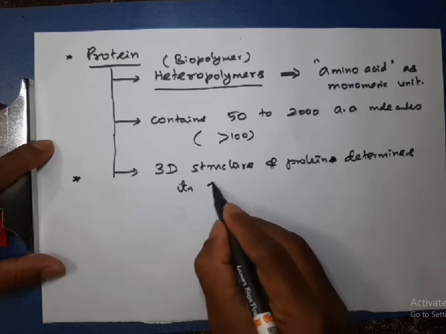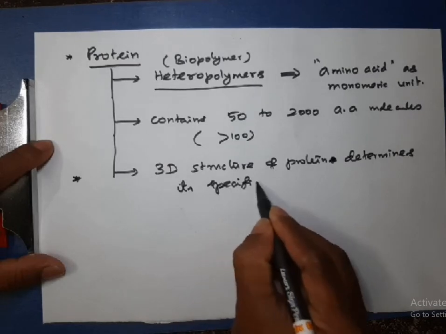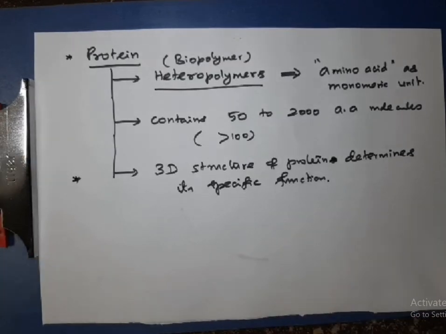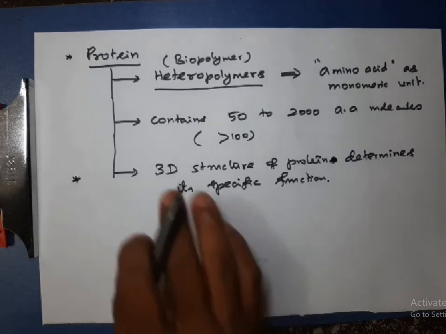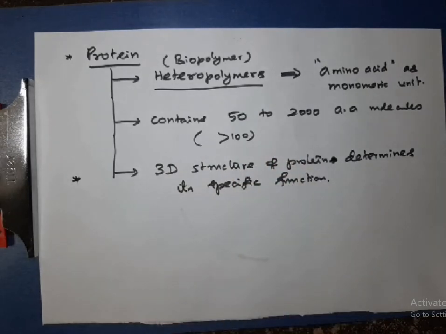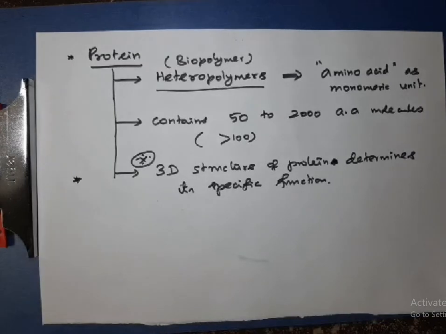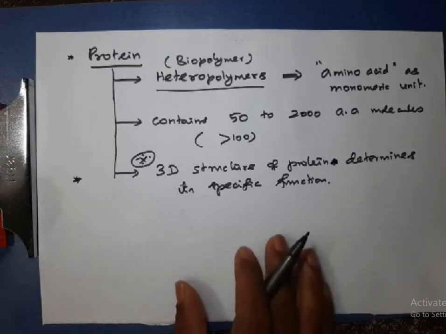Determine its function or specific function. Every protein in the body has a characteristic role. That is determined by its three-dimensional structure. So this three-dimensional structure of protein is very, very important. We are going to learn what is the structure of protein as we go along.